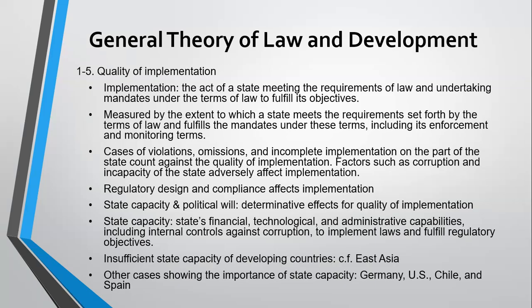State capacity means a state's financial, technological, and administrative capabilities, including internal controls against corruption, to implement the laws and fulfill the regulatory objectives. So going back to the example of grant to the industries, the state must have a financial resource to generate those grants. The state must have technological and admin capabilities to identify the beneficiary, the qualified industries, and means to effect actually making those grants in time and monitoring. All of this will be state capacity.